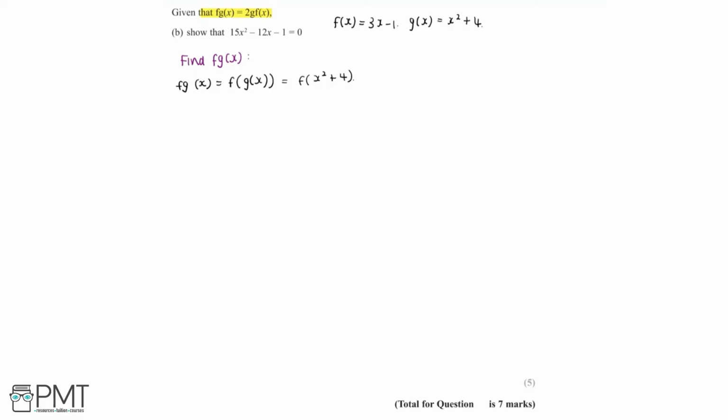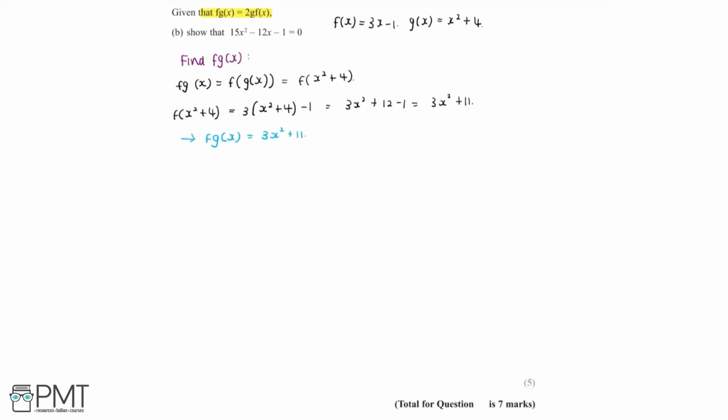And so we can say that f of x squared plus 4 is equal to 3 multiplied by x squared plus 4, minus 1. Now let's expand these brackets. 3 multiplied by x squared plus 4 is equal to 3x squared plus 12. And so f of x squared plus 4 is equal to 3x squared plus 12 minus 1, which we can simplify and say is equal to 3x squared plus 11. And so we've now found that f of g of x is equal to 3x squared plus 11.